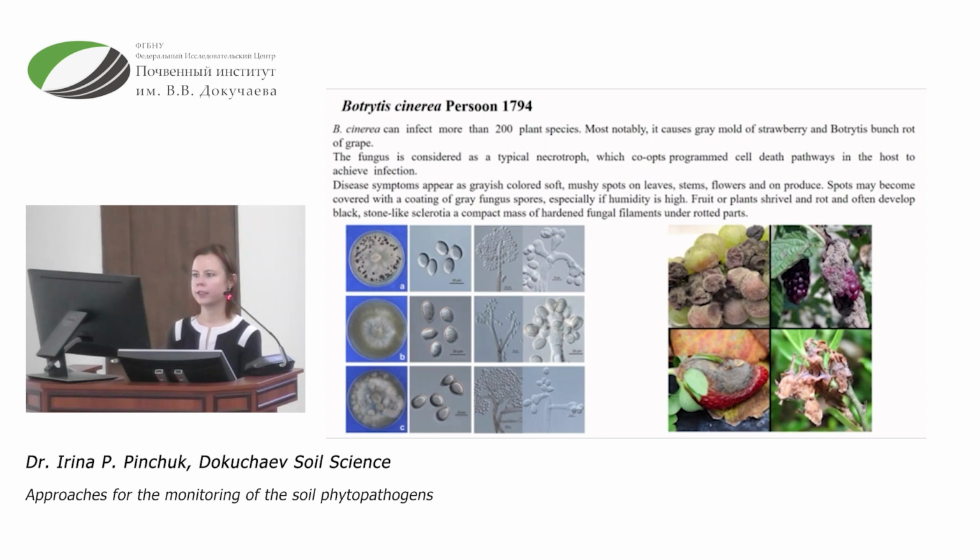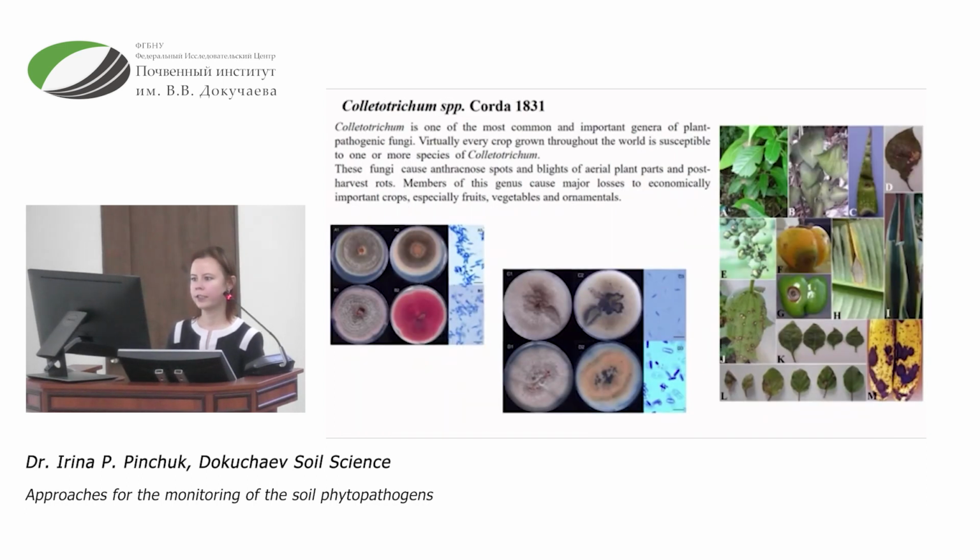Next is Botrytis cinerea, also a very important pathogen. It creates grey mold on a lot of plant species, but mostly it attacks strawberry and grape. You can see the consequences of it on this photo, and you see how it also creates sclerotia, which we can find. And it's also very widespread.